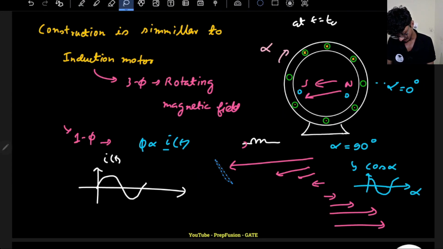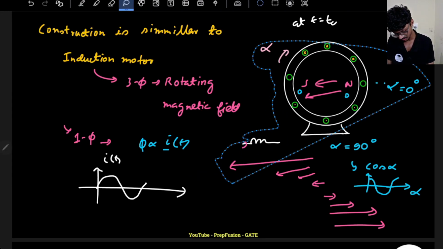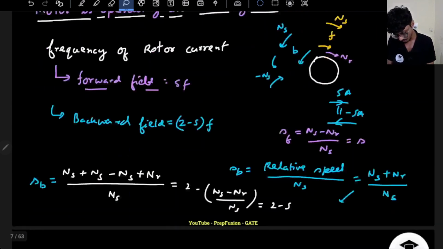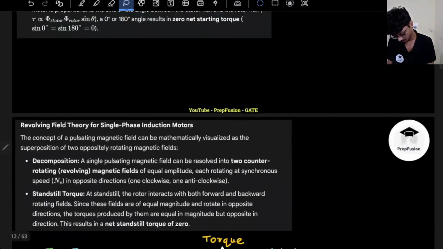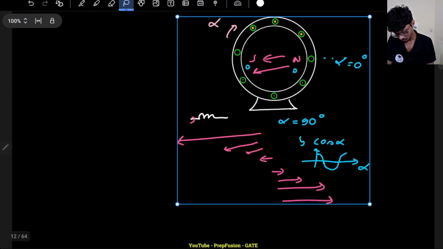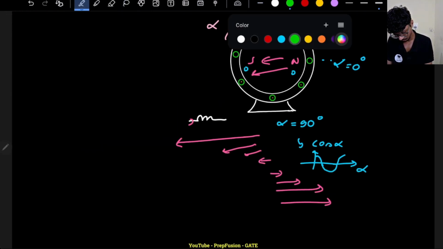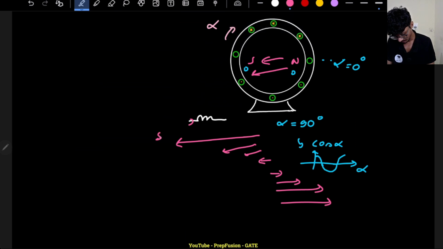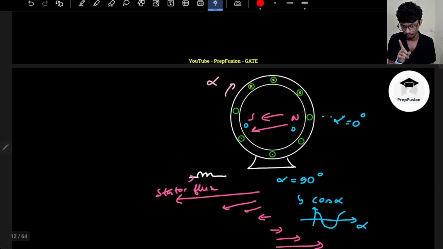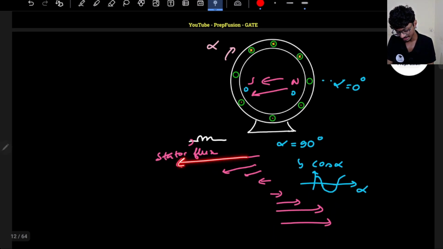So if I copy this explanation, this was the stator flux that we discussed. And what have I told you regarding rotor flux? I will just explain. Here, if I show you, this was the stator flux at this point. Now what will be the rotor flux? Rotor flux, according to Lenz's law, will always oppose, right? So stator flux is in this direction, rotor flux will be in this direction.